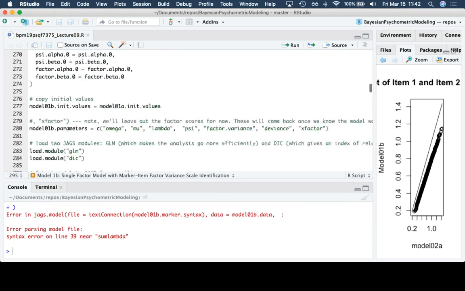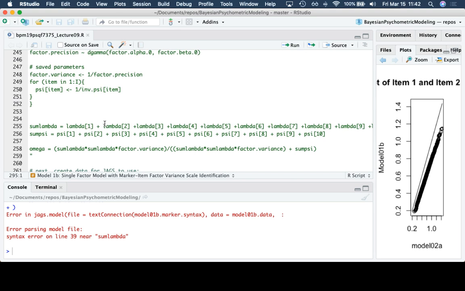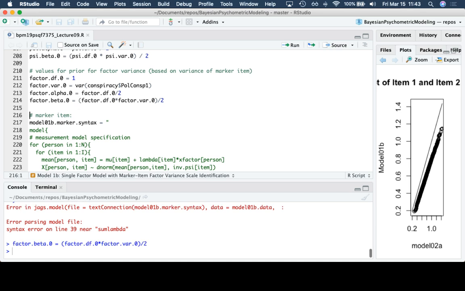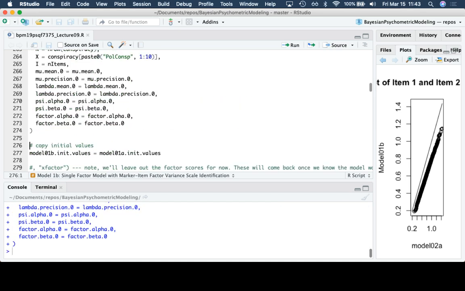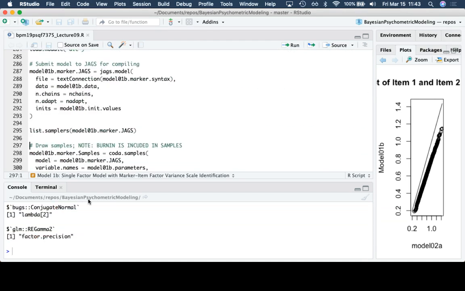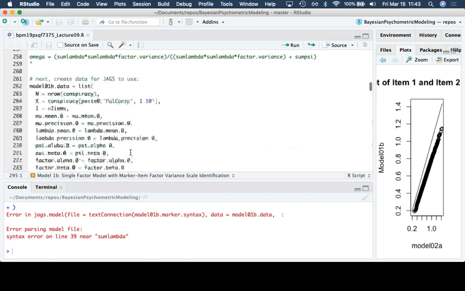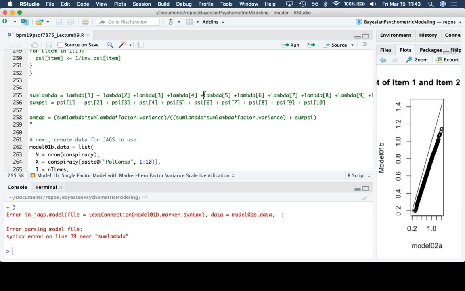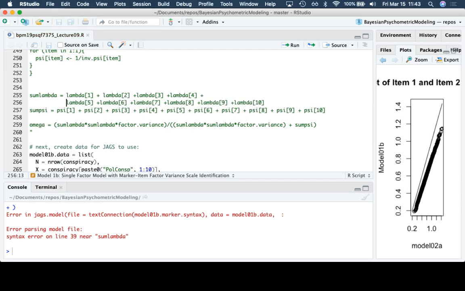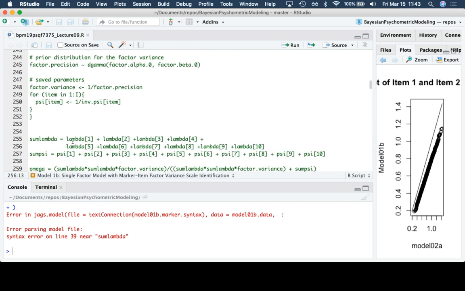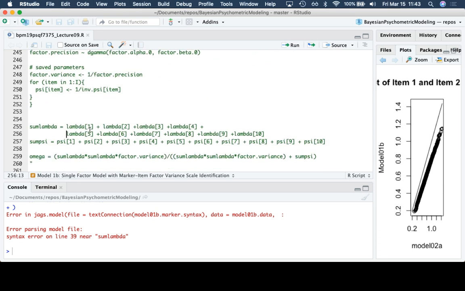What did I do now? Did I not rerun this? I thought I did. Oops. Nope, it's not doing what I need it to. Sum lambda. Is there like an override for this? Oh well, I may not be able to make this work. Sorry for that.